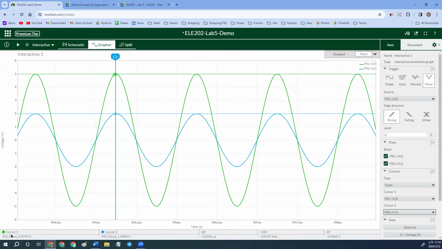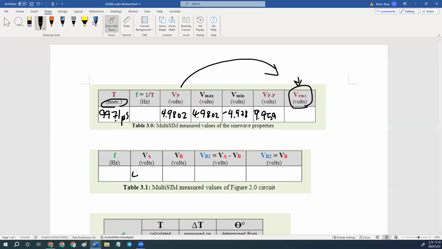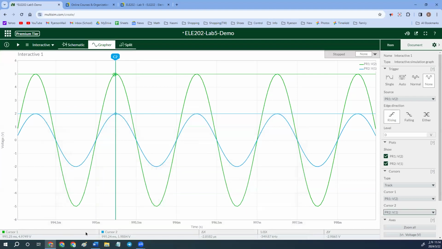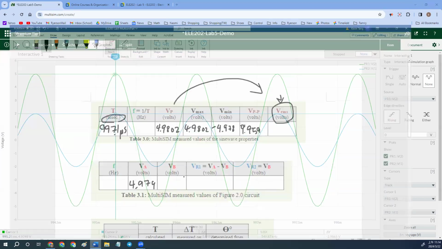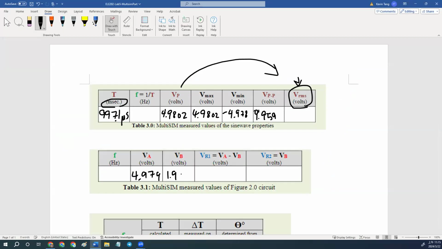So you can see cursor 1 is at 4.979. So I'm going to write 4.979 volt. Okay, VB is this one. The blue one is 1.988. Okay, VR1 is just you subtract this, so it will be 4.979 minus 1.988. You can calculate by yourself.